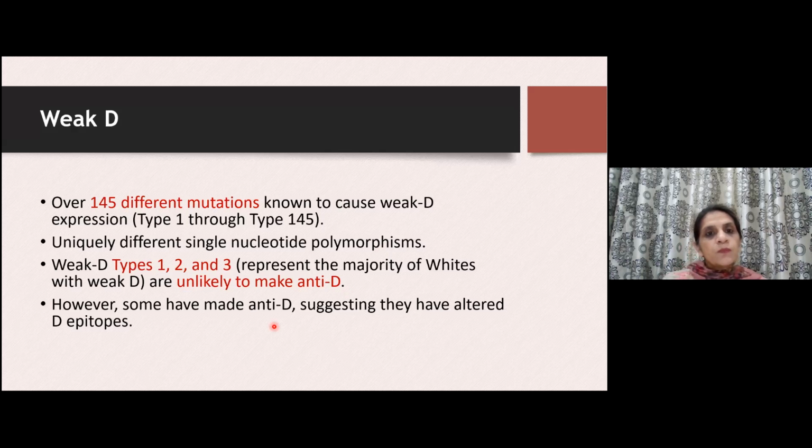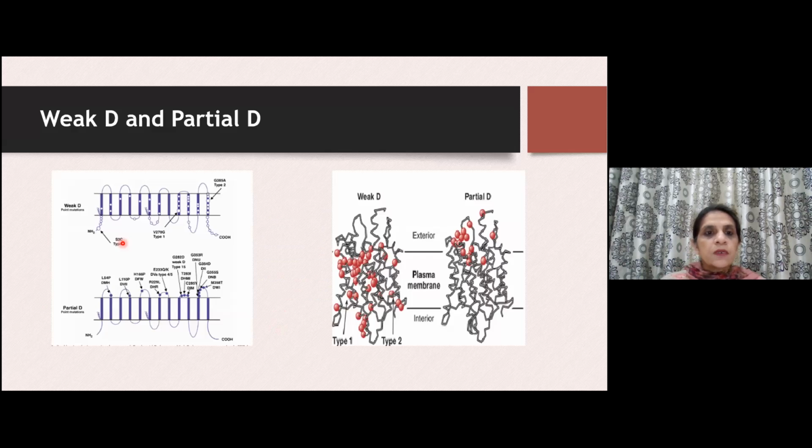So if we look at the mutations in weak D and partial D, over here we can see that in weak D, most of these circles are lying transmembrane or intracellularly, whereas in case of partial D, they are lying on the outer surface or the extracellular portion, which leads to differences in the epitopes. This is the three-dimensional view of weak D and partial D.